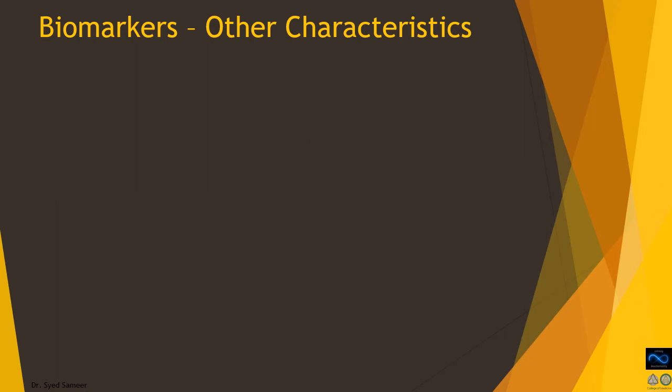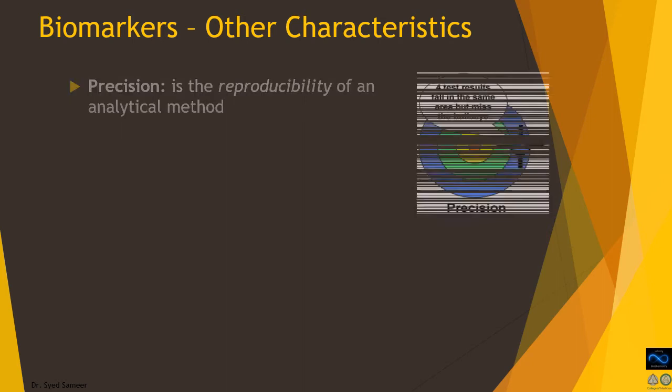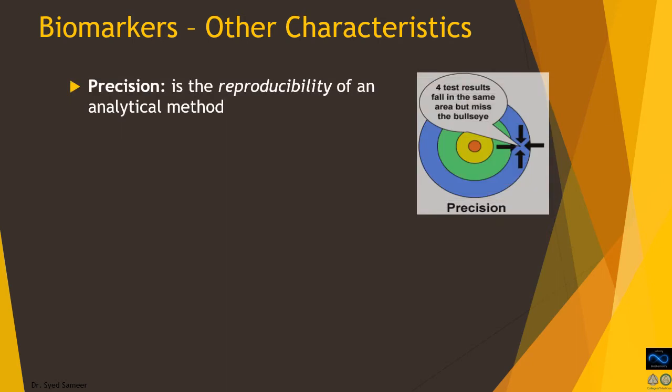Furthermore, in order to be used for the biochemical testing in case of many kinds of diseases in the clinical scenarios, a number of other characteristics are also taken care of, specifically in the clinical laboratory where specific biomarkers are used in biochemical testing. These characteristics, the prime one is the precision. Precision measures the reproducibility of the analytical method.